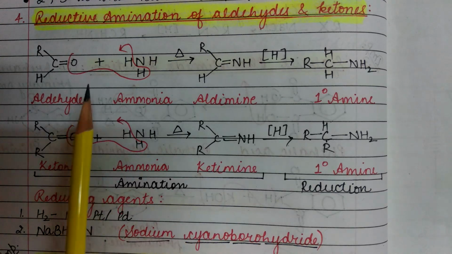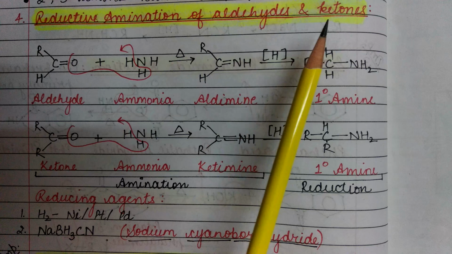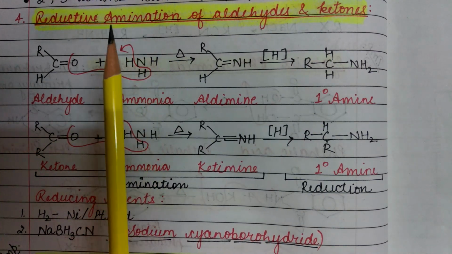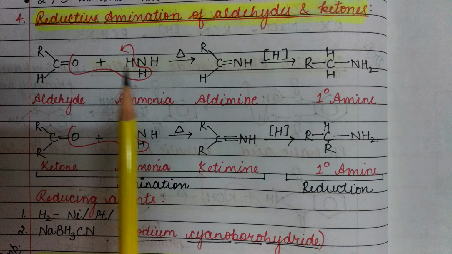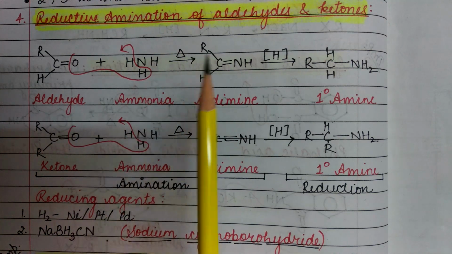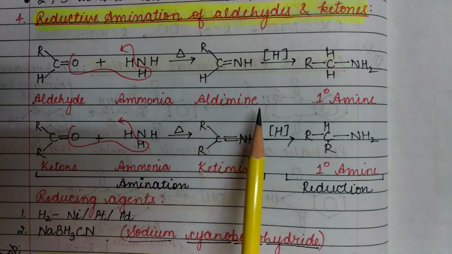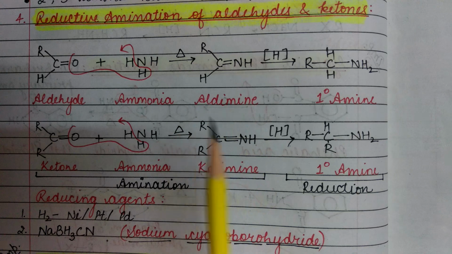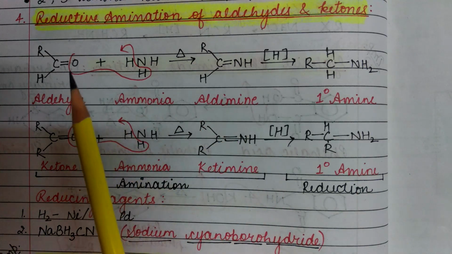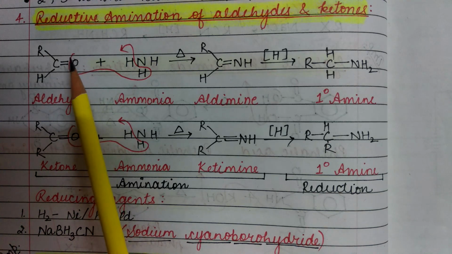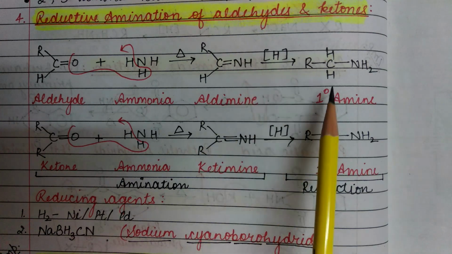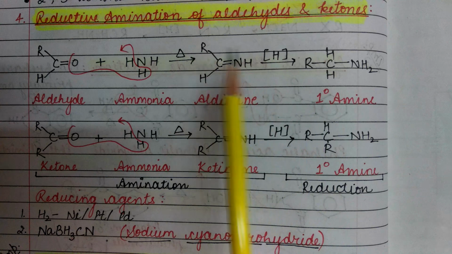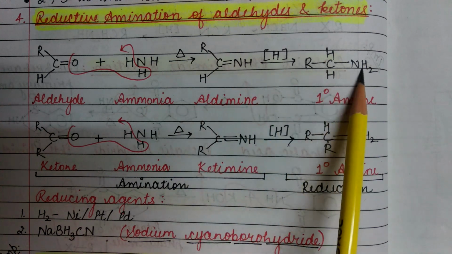The next method of preparation of amines is reductive amination of aldehydes and ketones. This is not animation, be clear, it's amination, right? So we add ammonia to the aldehyde. From here water is removed when we heat the mixture and we get aldimine. This is aldimine, right? In aldimine, in place of oxygen, nitrogen and hydrogen is attached, that is NH group is attached. Then we reduce this by adding some reducing agent, we get 1 degree amine, that is primary amine. This is R group, carbon and NH2 group, right?